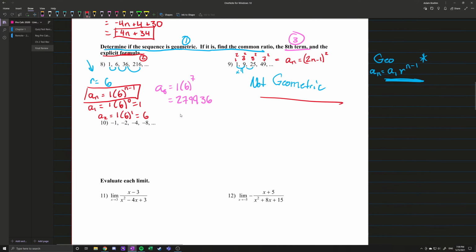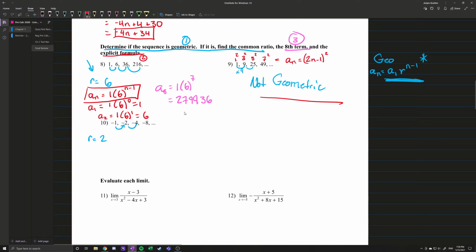All right, so number 10. To get from -1 to -2, we have to multiply by 2. To get from -2 to -4, we have to multiply by 2. -4 to -8, we also have to multiply by 2. Okay, so our common ratio here is 2. And once you get that, so long as you know the formula, everything else should click really, really easily.